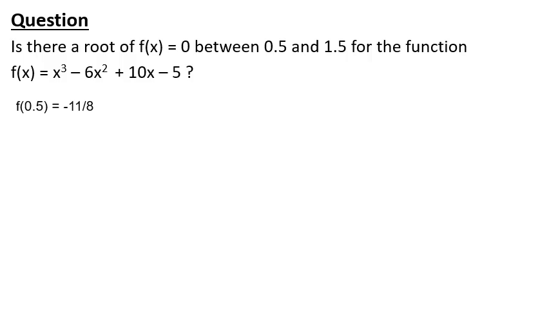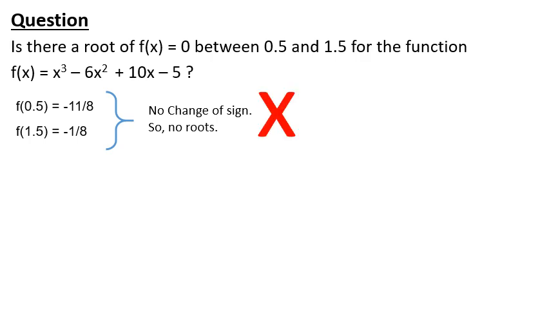So what you've probably done is substituted 0.5 into the function, and this gives an answer of minus 11 over 8, and the negative part is useful. Then hopefully you substituted 1.5 into the function and also got a negative answer. At this stage, you may have decided that because there was no change of sign, there would be no root. However, this is a bit of a trick question, and if you've come to that conclusion, unfortunately, you're not correct.